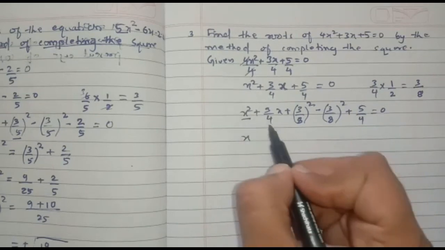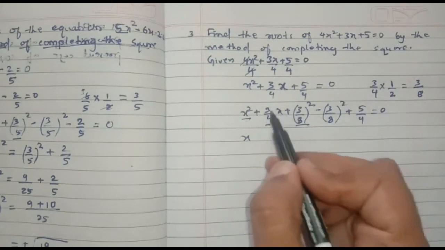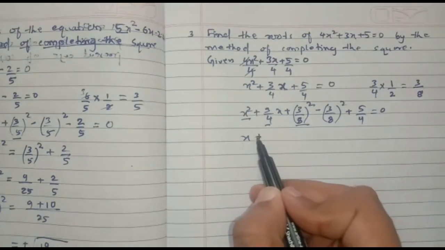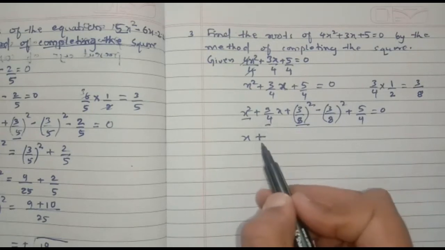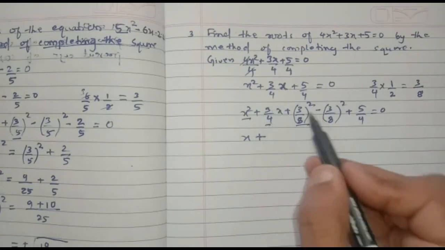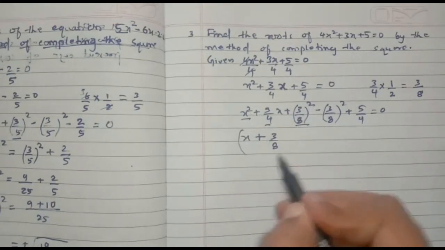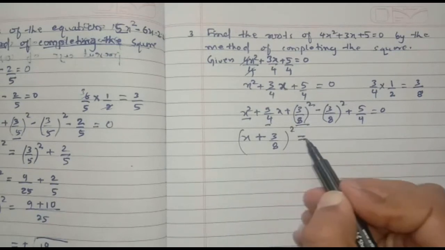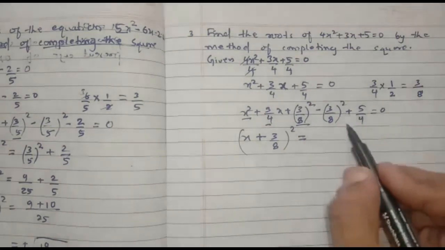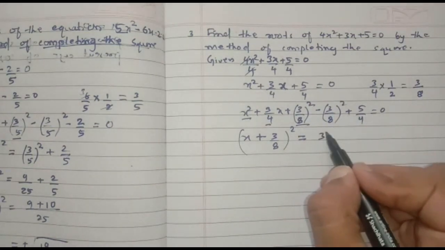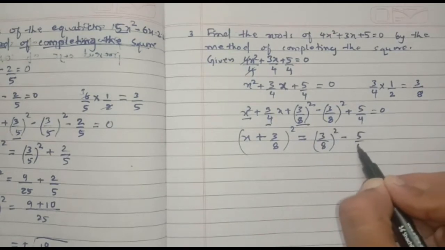Now we can make the identity using these three. From x square we have to take x, from the middle term we have to take the sign, it is plus. In the previous two problems it was minus, so we had taken minus. Here it is plus, so we have to take plus from the middle term. Then from this term we have to take only 3 by 8, not square. 3 by 8 whole square is equal to, transfer this value to the right hand side. It will be 3 divided by 8 whole square minus 5 by 4.